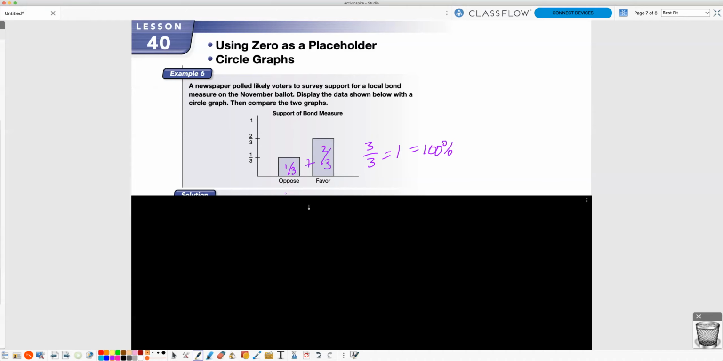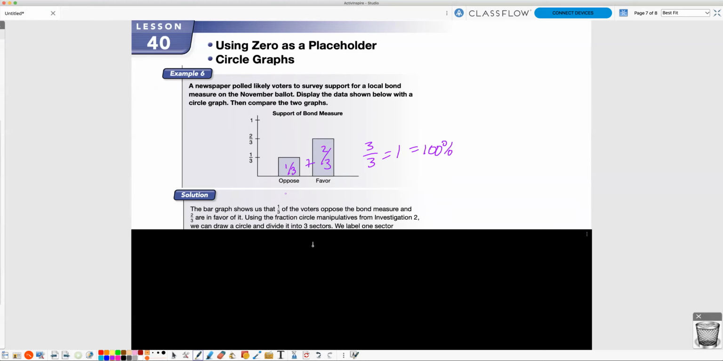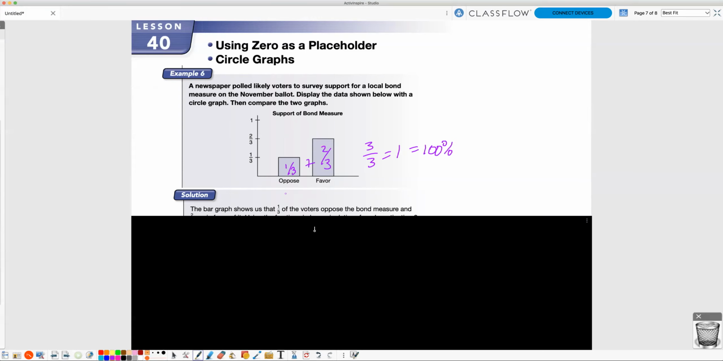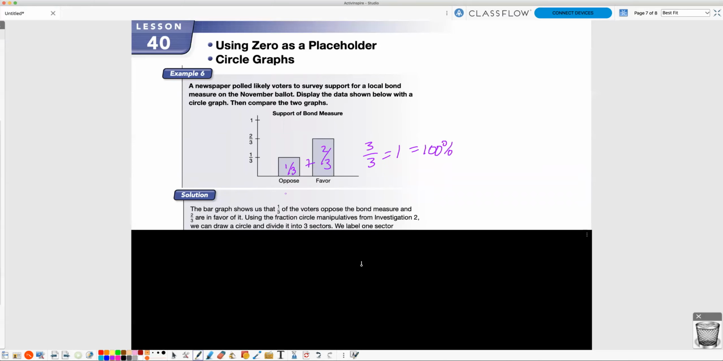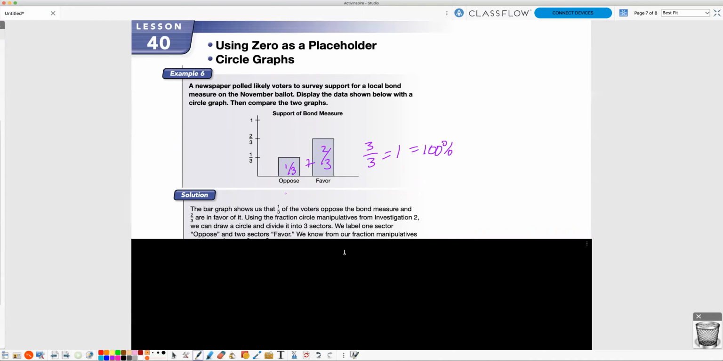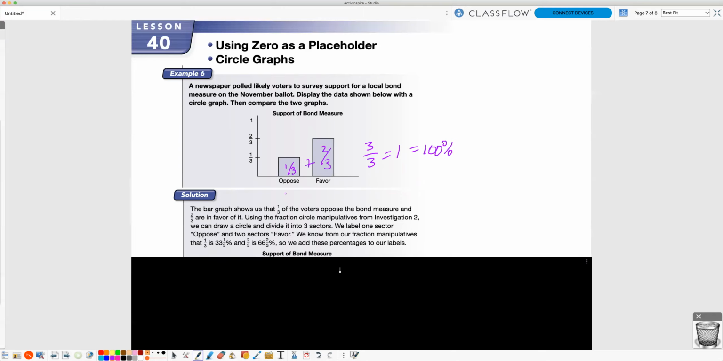So we want to look at it as a circle graph. You just need to create a graph that's in the shape of a circle. The bar graph shows that 1/3 of the voters oppose the bond measure and 2/3 are in favor of it. Using the fraction circle manipulatives that you have from investigation 2, you'd be able to draw a circle and divide it into 3 sectors. We would label one sector oppose and the 2 sectors favor. We know from our fraction manipulatives that 1/3 is 33 1/3%, and 2/3 is 66 2/3%. So we add these percentages to our labels.